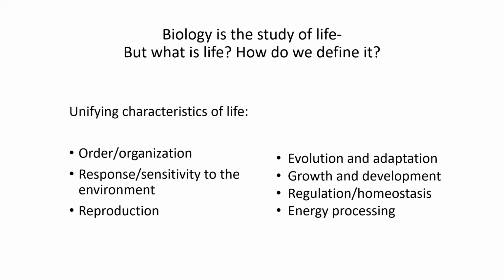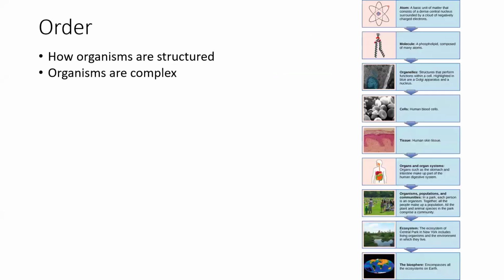So these are the specific components that help us define living things. We're going to start by talking about order. This is basically the fact that complex organisms have structure, they have hierarchical characteristics, and they tend to be structured in specific ways. Life is characterized by order.